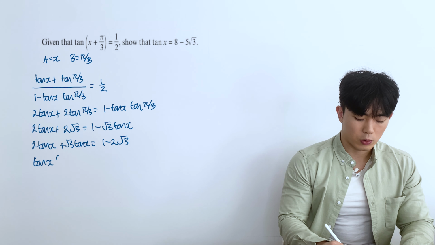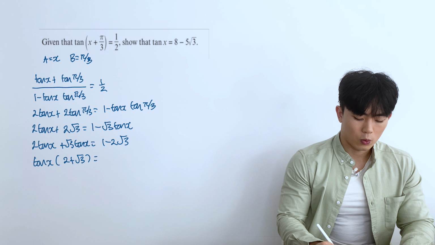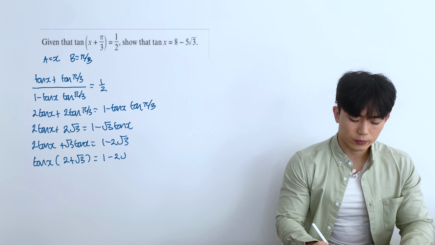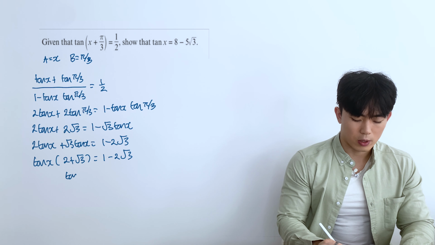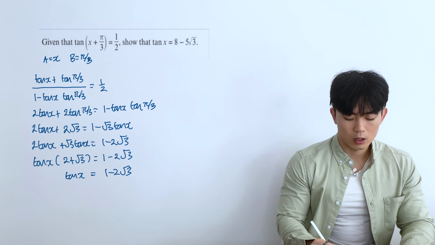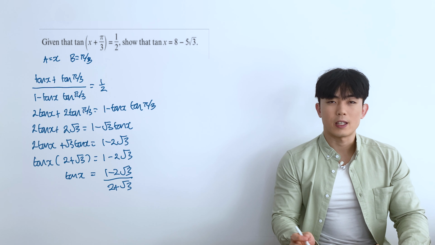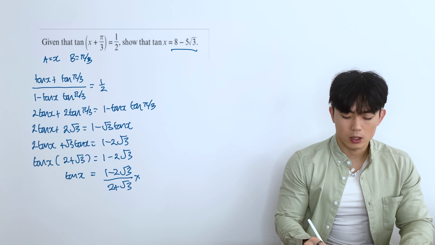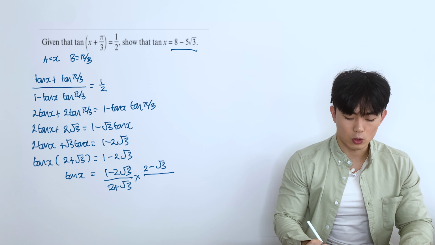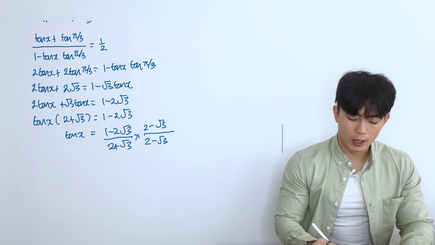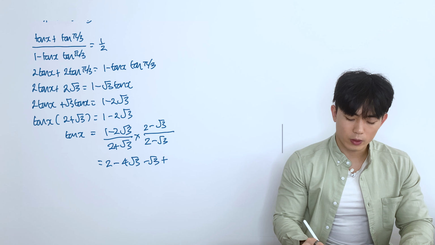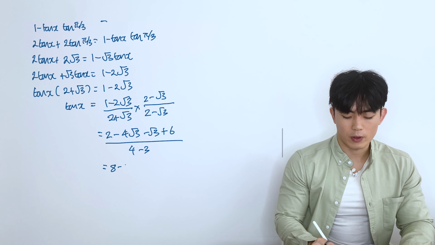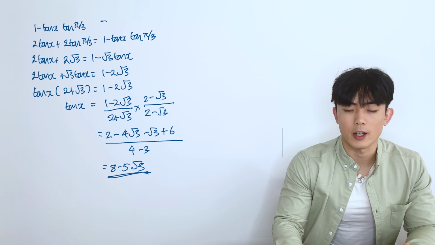Factorize it, so tan x we have 2 plus root 3 over 1 minus 2 root 3, and divide to leave us with tan x like this. Okay. But this is technically what tan x is, but I just want it in this form, so what we can do is now rationalize the denominator. So we'll have 2 minus root 3, 2 minus root 3, and we'll get 2 minus 4 root 3 minus root 3 plus 6 over 4 minus 3, which will give us 8 minus 5 root 3, and that's what they wanted to show earlier.